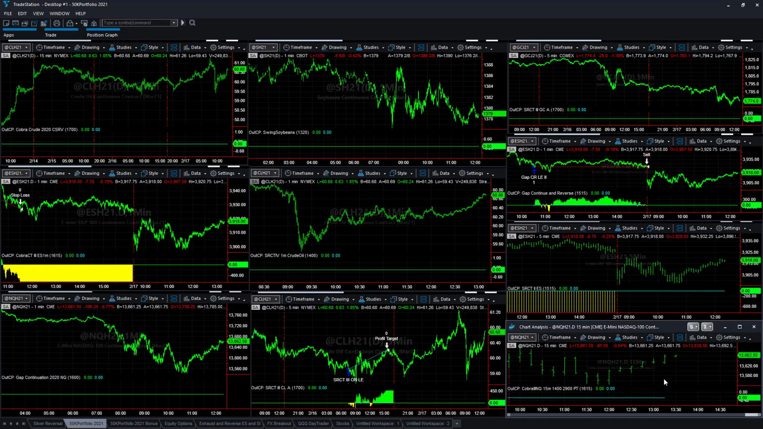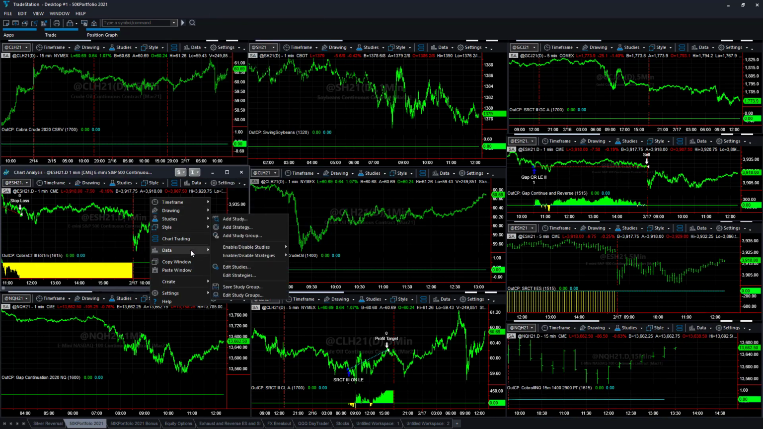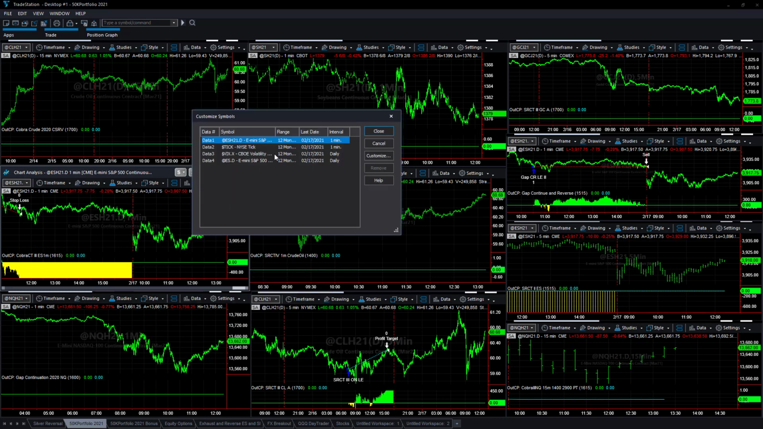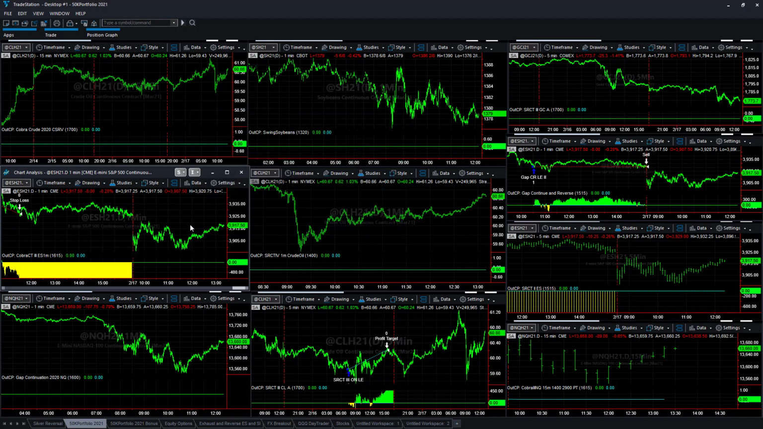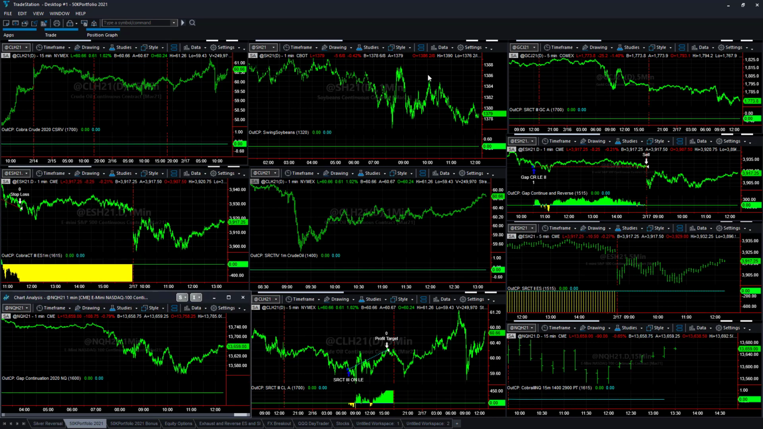I cannot make those on exchange time because they use market internals and subdata sets that are in different time zones. So if you right click data, edit symbol, you'll see all these ticks are in a different time zone. So you have to use local, you can't use exchange. And then the gap continuation methodology is just a continuation of a gap in the direction of the gap.